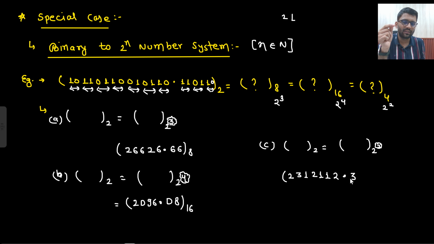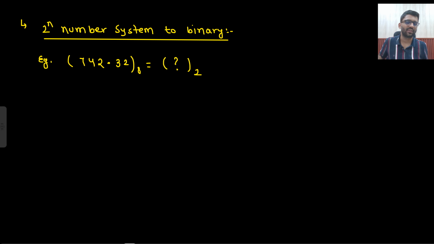So this is 3. 0, 1 will be what? 1. And 1, 0 will be what? 2. So that we will be writing in base 4. Okay. And no number is greater than 4. From binary to 2 to the power n, that means 2 to the power 3 I need to convert, so I will make a group of 3. 2 to the power 4, then I will make a group of 4. 2 to the power 2, so I will make a group of 2. So in that manner I will be proceeding.